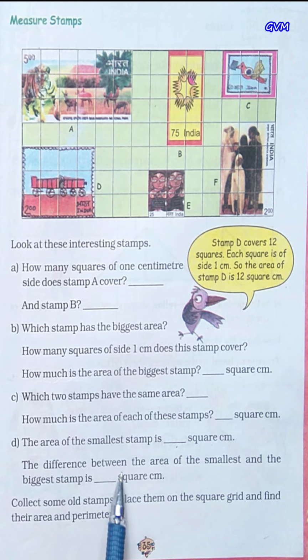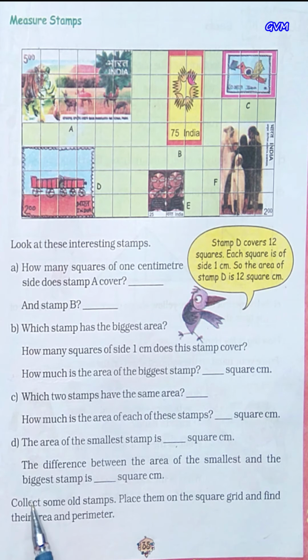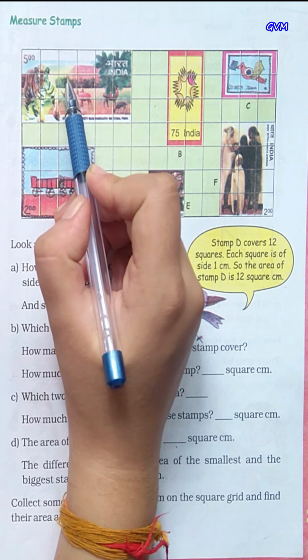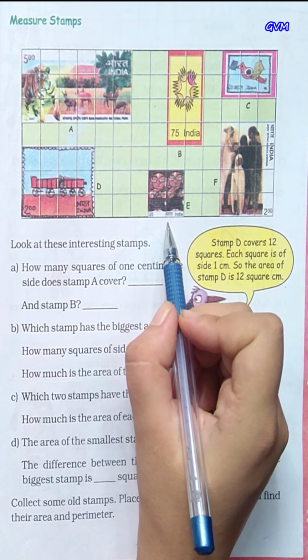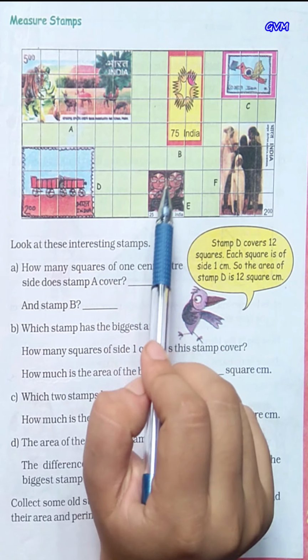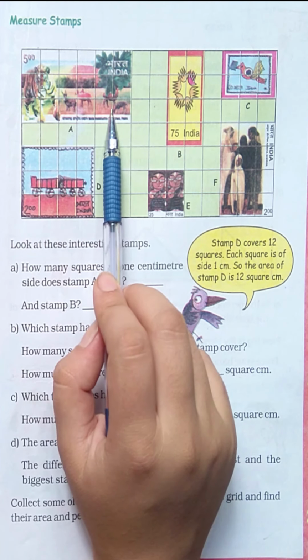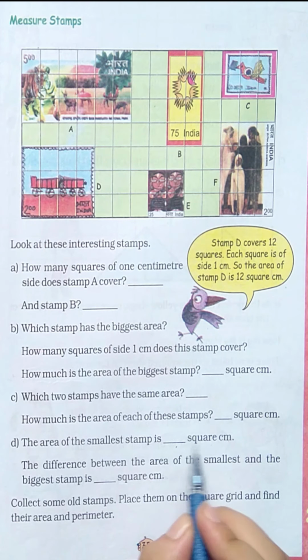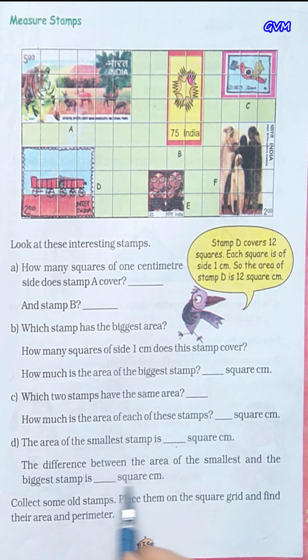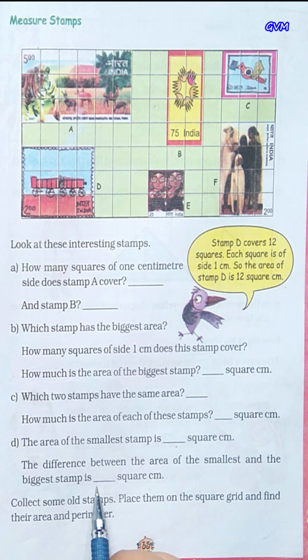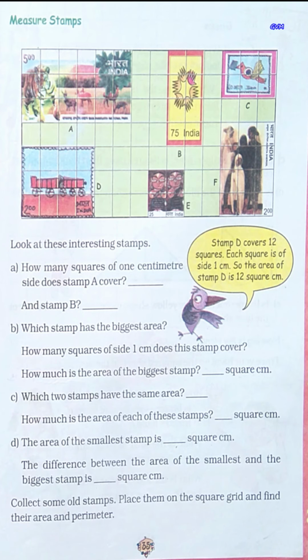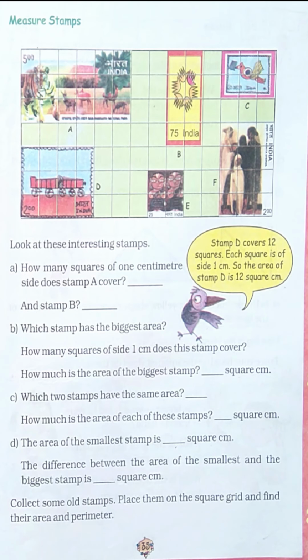Now the difference between the area of the smallest and the biggest stamp is dash square centimeter. अब हमें बताना है कि smallest और biggest stamp के बीच में एरिया का कितना डिफरेंस आ रहा है. सो बिगेस्ट हमारे पास है 18 सेंटीमीटर स्क्वायर and smallest is 4 centimeter. So when you minus these 4 square centimeter from this 18 square centimeter, you will have 14 square centimeter. Here the difference between the area of the smallest and the biggest is 14 square centimeter. Okay, so this is how we measure area when we are given a region in unit squares.